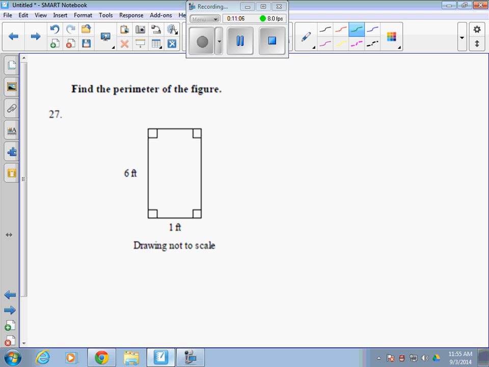27 says find the perimeter. This is 6 feet, and this is 1 feet. So 6 and 6 is 12, 1 and 1 is 2, so 12 and 2 is 14 feet is your perimeter. Or 2 times the length plus 2 times the width.